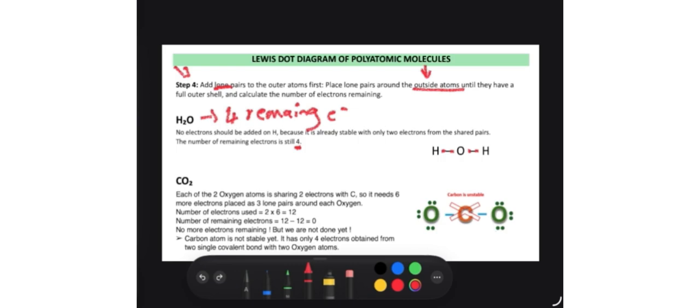In CO2, each oxygen needs 8 to be stable. Here we have already 2 because it's linked to the carbon. So we need to add 1, 2, 3, 4, 5, 6, 7, 8. So now oxygen is stable. For the second oxygen also, 1, 2, 3, 4, 5, 6, 7, 8. Now the second oxygen is also stable. How many electrons did we use in total when putting these lone pairs? We used 12 electrons.